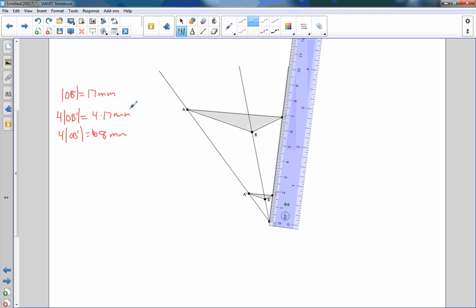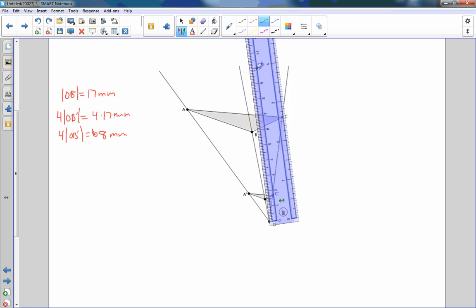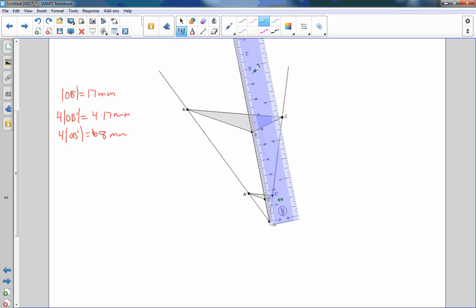So that is 68 millimeters. I'm going to do the same for the next two. So if I move this over now to B, I'm now going to say, oh, that was OC, by the way. Alrighty, that was OC. So let me just fix this. My apologies, but I just caught my mistake. So this is OC equals 17. So 4 times OC prime will get us back to OC. 4 times OC prime was 68 millimeters.